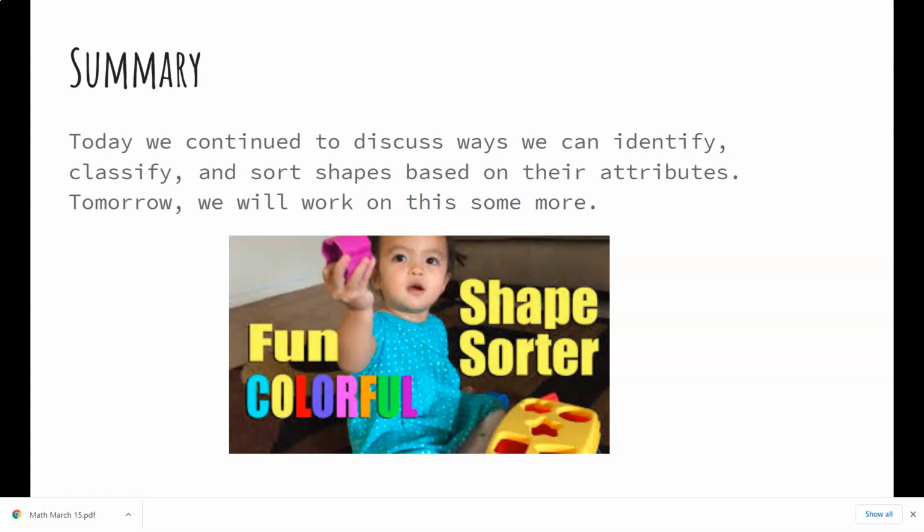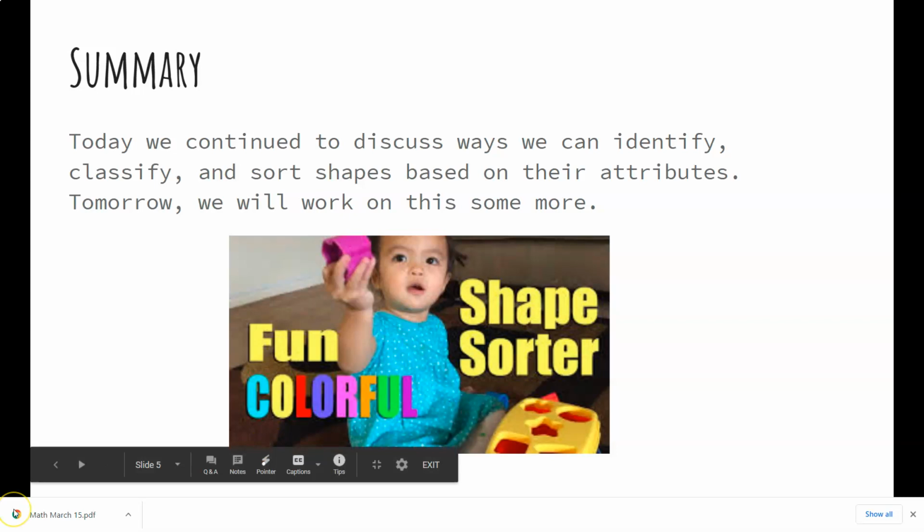All right, friends, if you have any questions, please let us know. Do your best at this. Really think about the shapes, the attributes, what is present, what is absent, and get them sorted into the right category. And I can't wait to see your work back tomorrow.